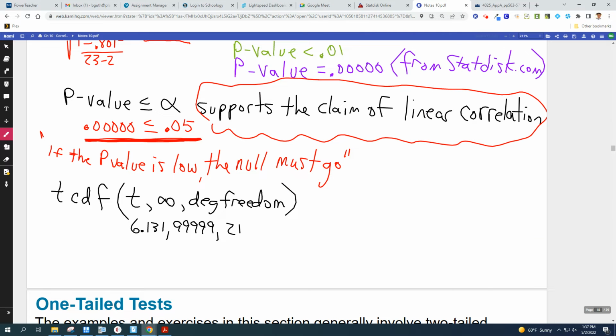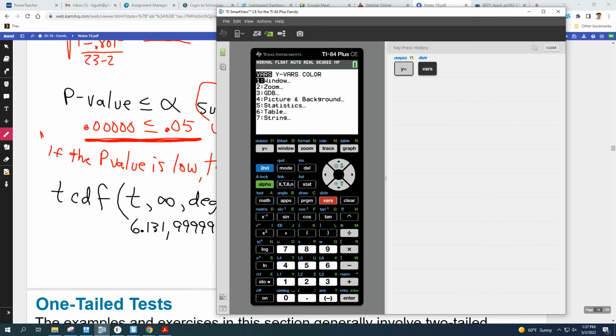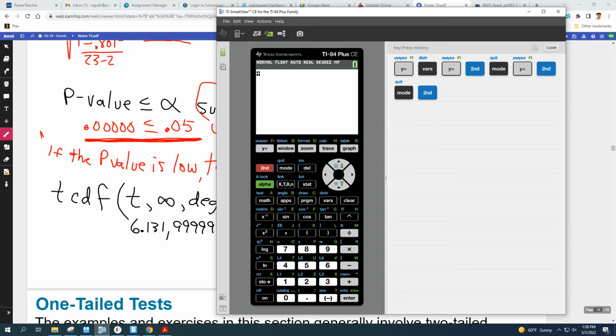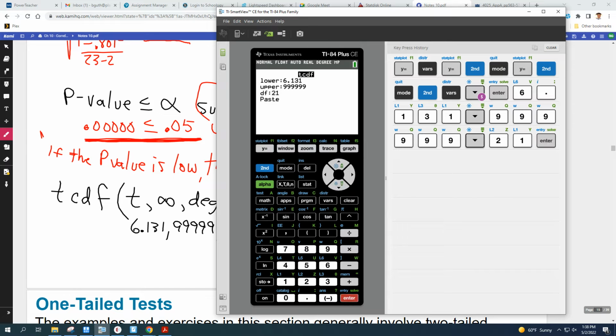Oh, no, not this one. Sorry, this one. Second vars. Is that it? No. Oh my gosh, that's not the second button. Second vars and T-CDF. Lower, we're going to put at 6.131. Upper, bunch of 9s. Degrees of freedom, 21. Okay, and gets us this.